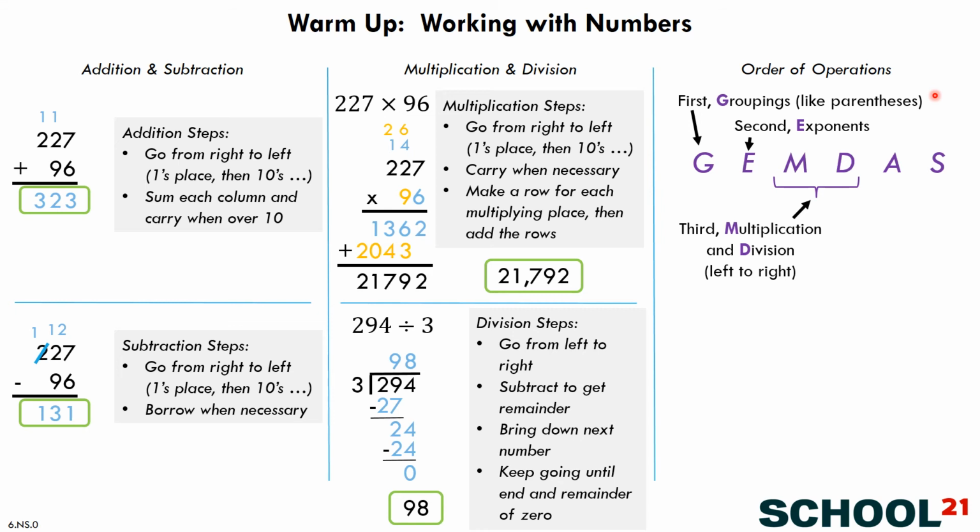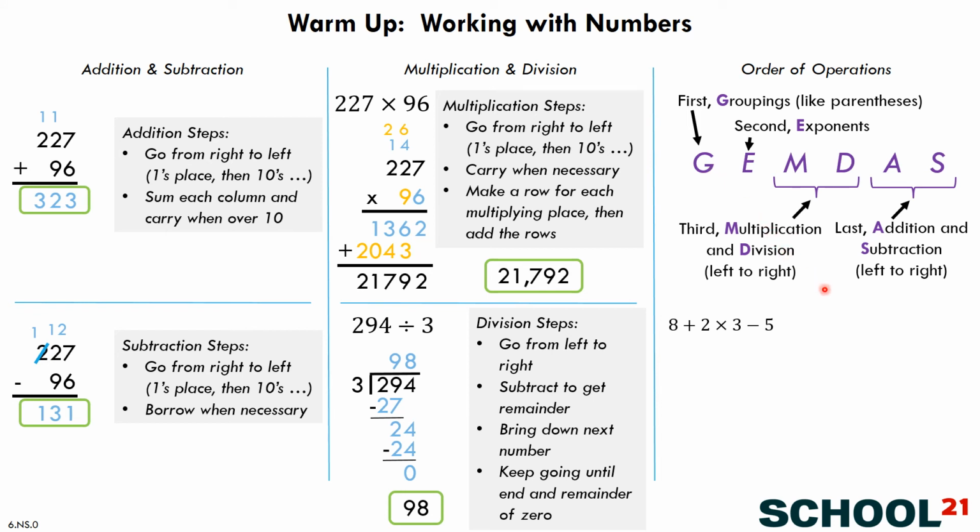Yeah. Okay? And then how about the A and the S? What do those stand for? Addition and subtraction. Those would be the last things you do. You also do those from left to right. Okay, so let's do a sample problem here. We have 8 plus 2 times 3 minus 5. So if we follow the order of operations here, there's no groupings like parentheses. Are there any exponents there? No.